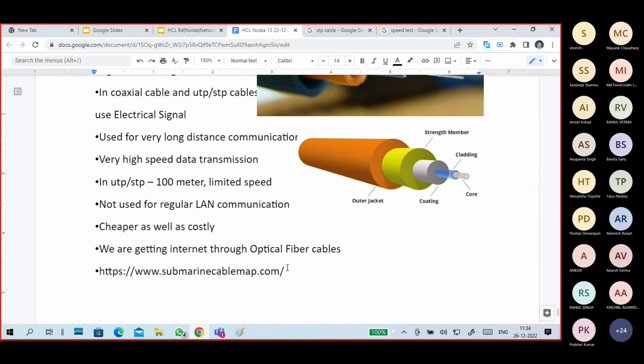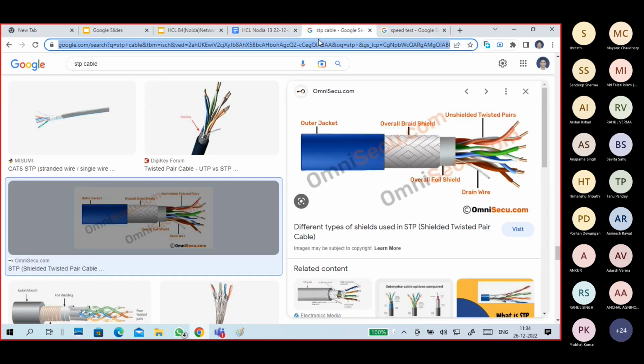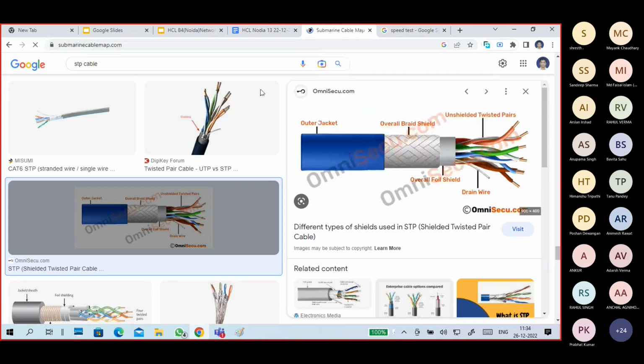We are getting internet either from ISP to our home or ISP to globally. All of us are connected globally through fiber optical cables, not through a satellite, guys. We are not getting internet through satellites. We are getting internet through fiber optical cables only. If you want to know, go to this website, where we can see how we are connected.